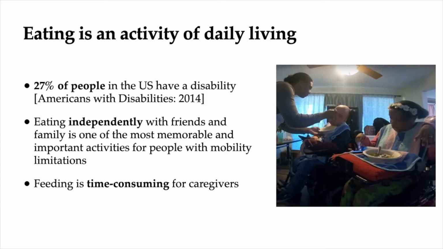In the United States, 27% of people have a disability, and almost 24 million people need help with activities of daily living. Feeding is an example of one of these activities of daily living. Being fed every bite of food is often challenging for a care recipient to accept socially, and eating independently with friends and family is one of the most memorable and important activities for people with mobility limitations. Feeding also happens to be very time consuming for caregivers.